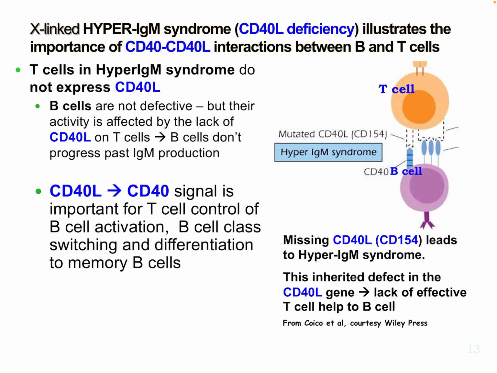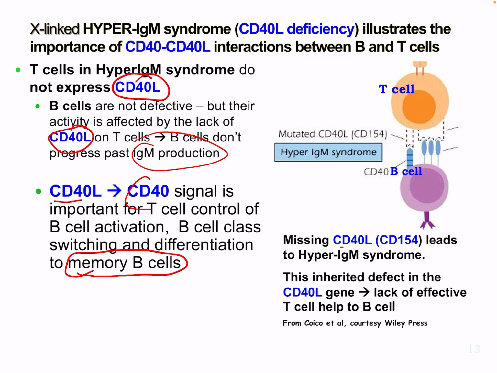So in X-linked hyper IgM syndrome, the CD40 ligand deficiency illustrates the importance of the CD40 to CD40 ligand interactions between these two cells. T cells in hyper IgM syndrome do not express CD40L. B cells are not defective, but their activity is affected by the lack of CD40 ligand on the T cells. So these B cells don't progress past IgM production, so they never class switch or are stimulated further by the T cells. This CD40 to CD40 ligand signal is important for T cell control of B cell activation and B cell class switching and differentiation to memory B cells, which can obviously be super important.